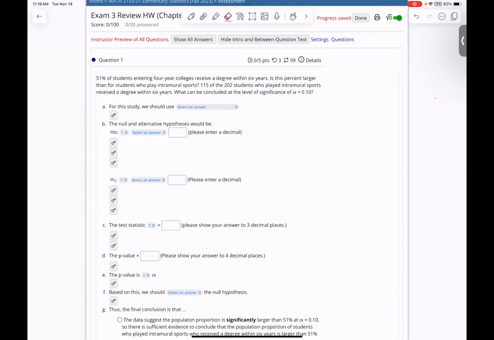So this is going to be a z-test for a population proportion because they do give us a proportion. They tell us that 51% of students entering four-year colleges get their degree within 6 years. And then they give us data about students who play intramural sports. So we're going to be doing a z-test because we're going to be using the normal approximation of the binomial. So we're going to do a z-test for a population proportion.